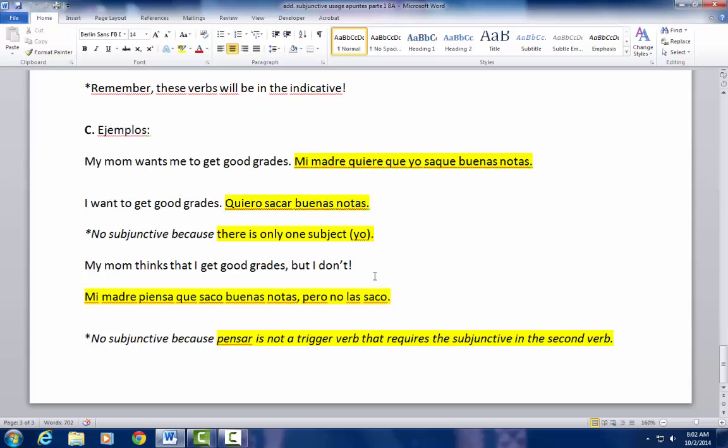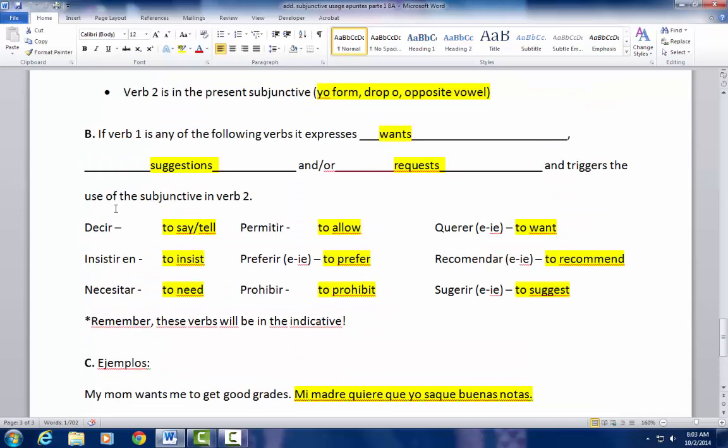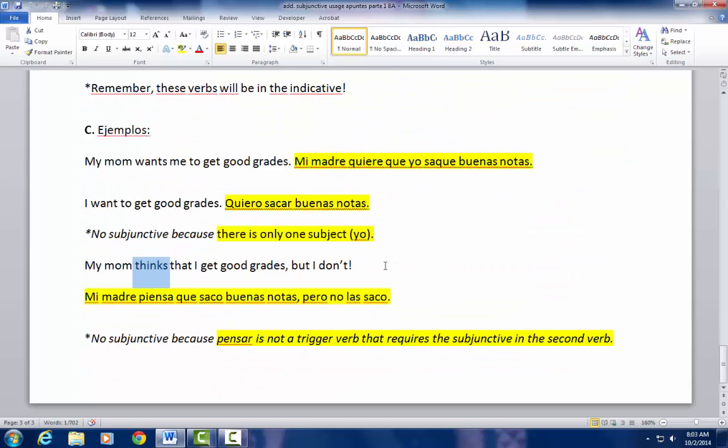Okay, let's look at the next sentence. My mom thinks that I get good grades, but I don't. Okay, well, let's look at this. Do we have two different subjects? Yes, we have my mom, and then we have I. Perfect. Do we have the word que, the equivalent in English? That? Yes. So it looks like we have two of the three requirements. However, let's look at our trigger verb. Thinks. Okay, let's scroll back up. Do you see the word to think in this section here where it tells us which verbs trigger subjunctive? Nope, it's not there. So, let's look how we translate this.